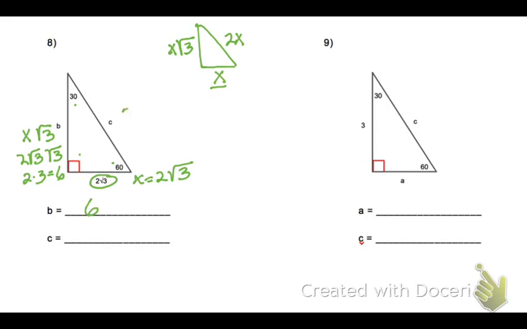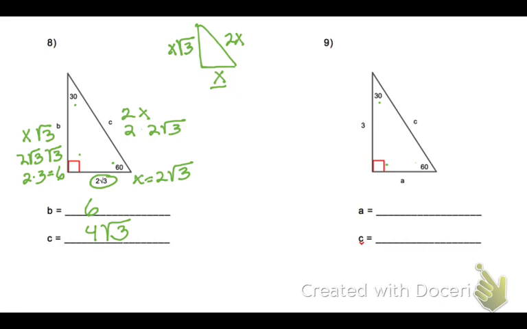c is equal to 2x. So it's equal to 2 times the square root of 3, which equals 4 times the square root of 3. Okay. So 9, again, it's a 30, 60, 90.